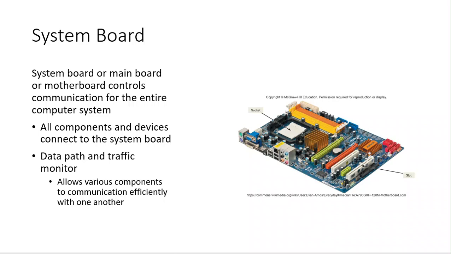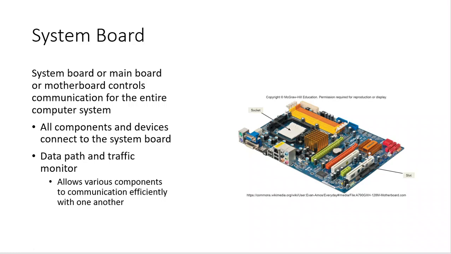So all components and devices connect to the system board. Maksudnya dia menjadi base untuk semua komponen lain. So data path and traffic monitor allow various components to communicate efficiently with one another. So dekat system board tu juga ada data path and traffic monitor. Kalau you buka, mungkin kat sini tak clear, dia macam ada jalur-jalur. Itu sebenarnya adalah data path, yang membenarkan communication antara setiap komponen yang dipasangkan dekat situ.